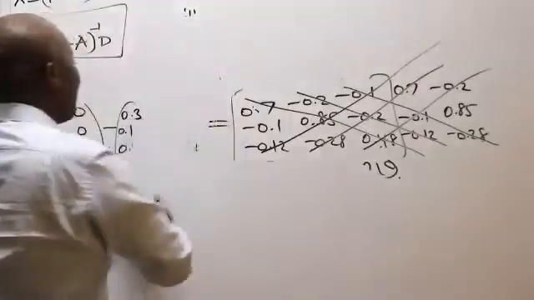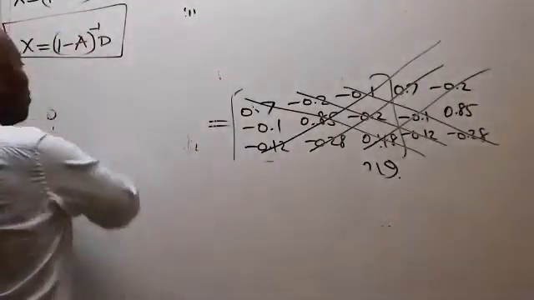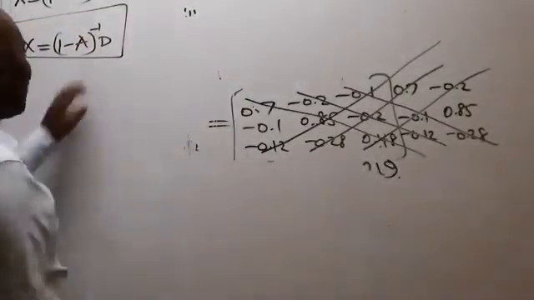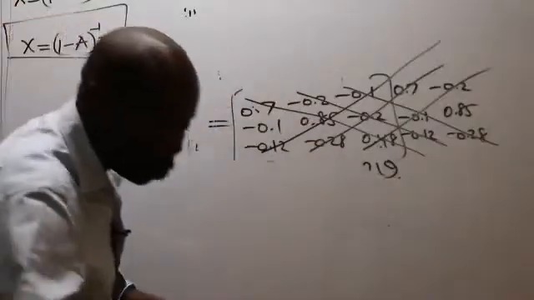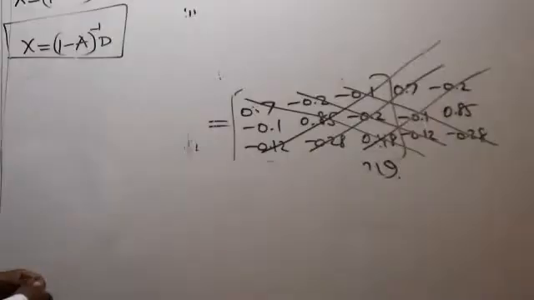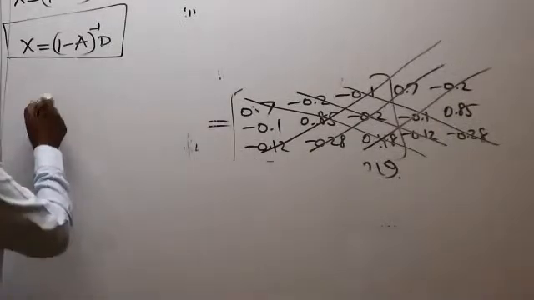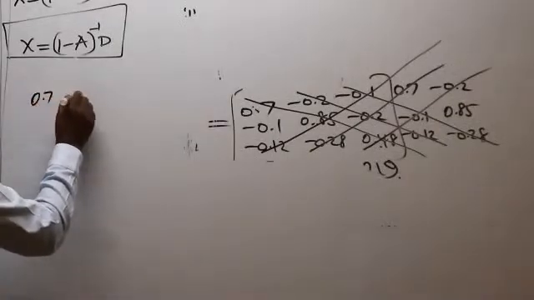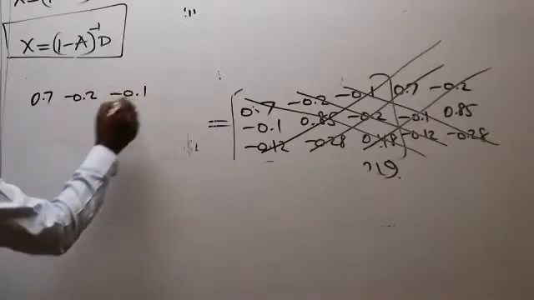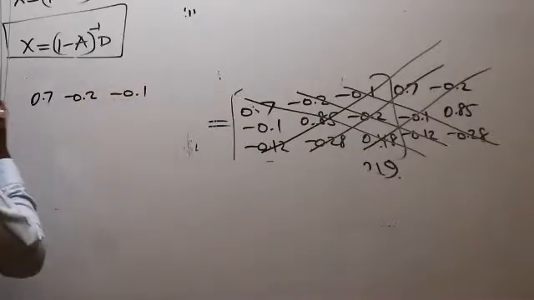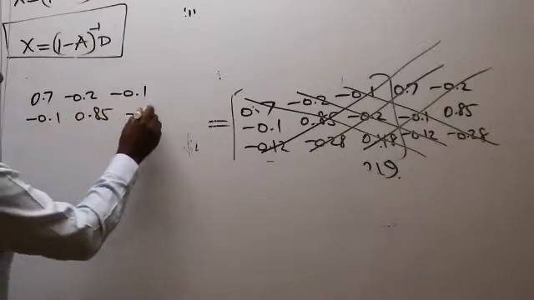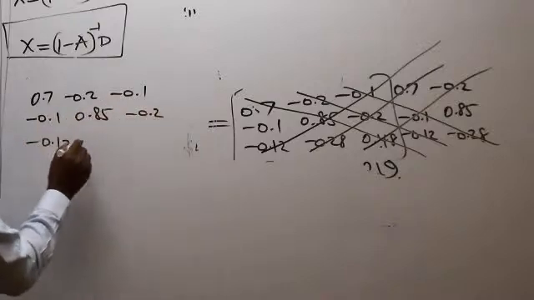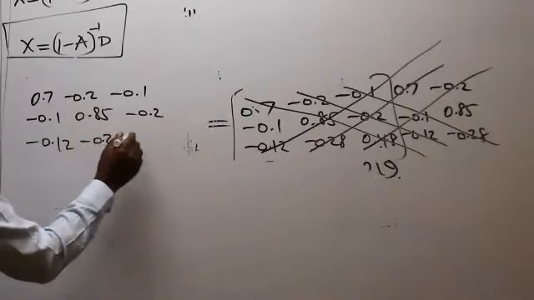So, ladies and gentlemen, remember, which matrix do you want to inverse? We want to inverse I minus A. This matrix is the one we want to inverse. So to inverse it, I've been able to get its determinant. Now I want to get the minor elements. To get the minor elements: minus 0.1, 0.85, minus 0.2, minus 0.12, minus 0.28, 0.